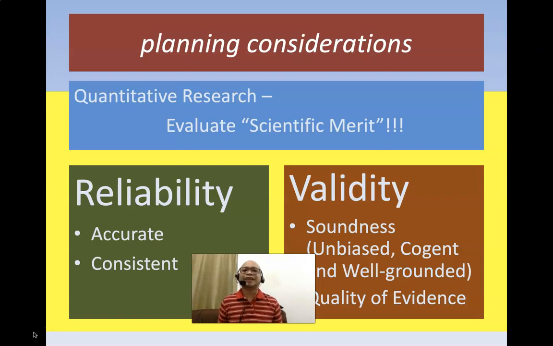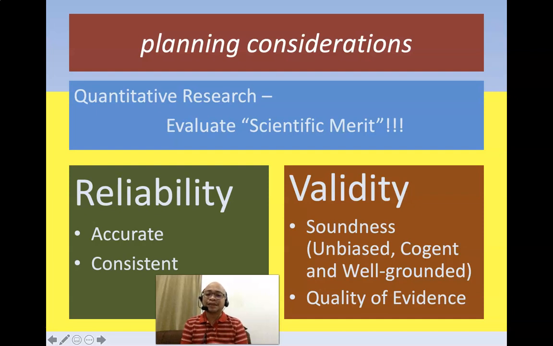So, in doing quantitative studies or for any research studies for that matter, planning consideration would be very important, meaning we have to evaluate the scientific merit of your research studies when it comes to reliability and, of course, validity. So, when we say reliability, of course, we are pertaining to the accuracy and the consistency of the data that we will be analyzing. And when we speak of validity, we are pertaining to the soundness of our data. So when we say soundness, it means that it is unbiased, cogent, and well-grounded.